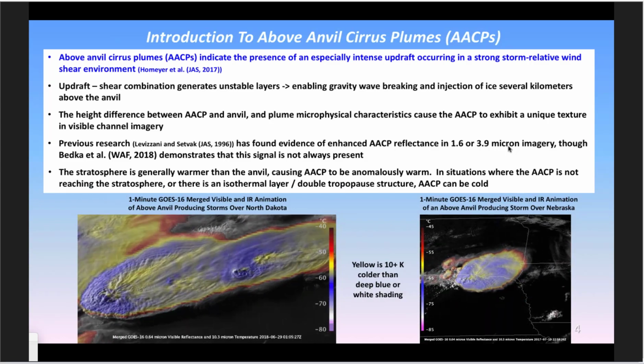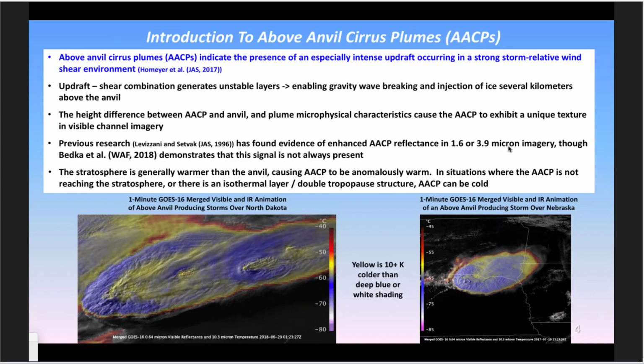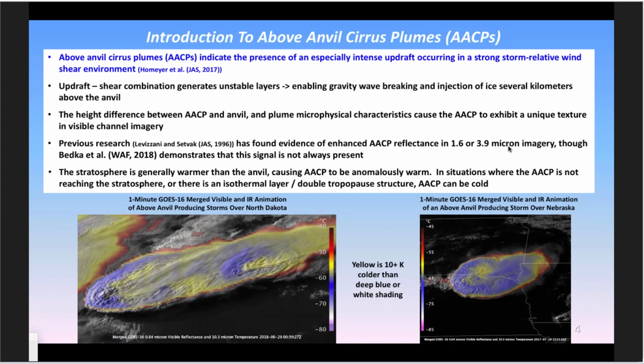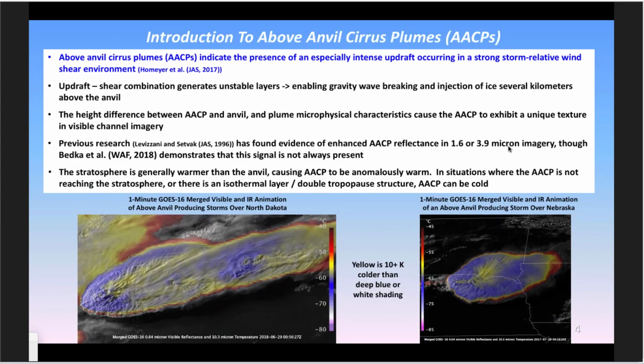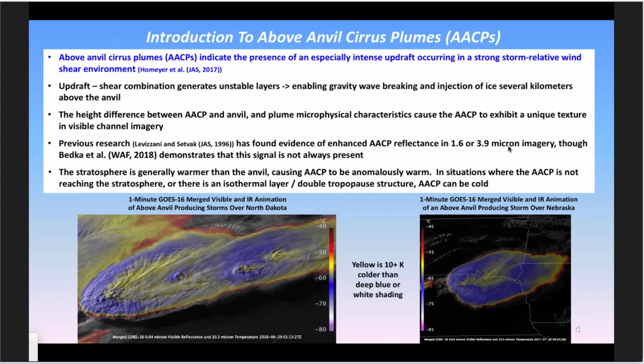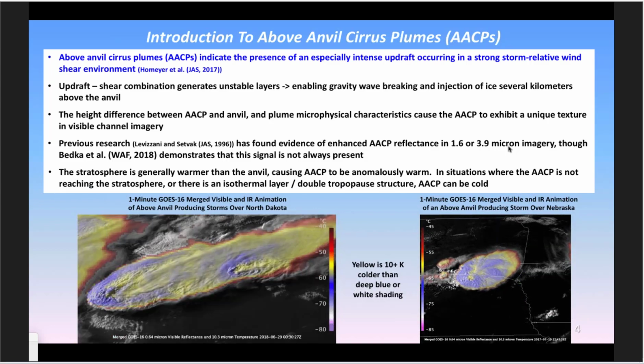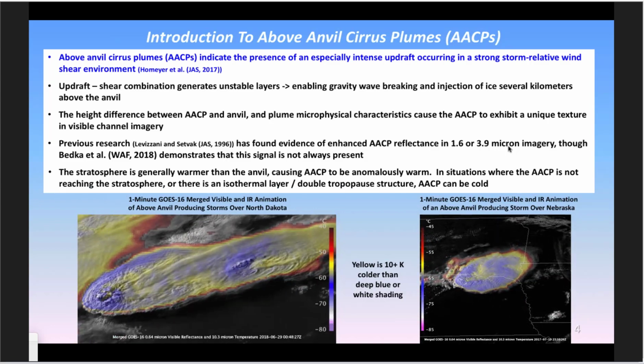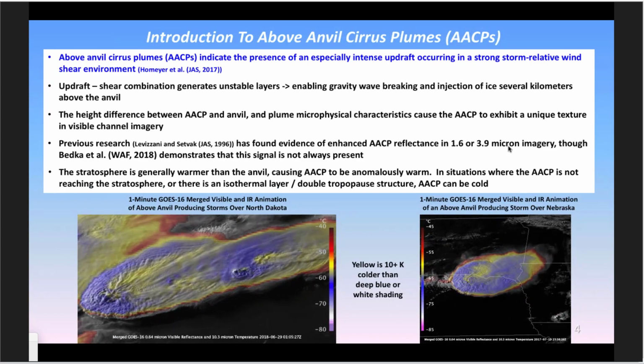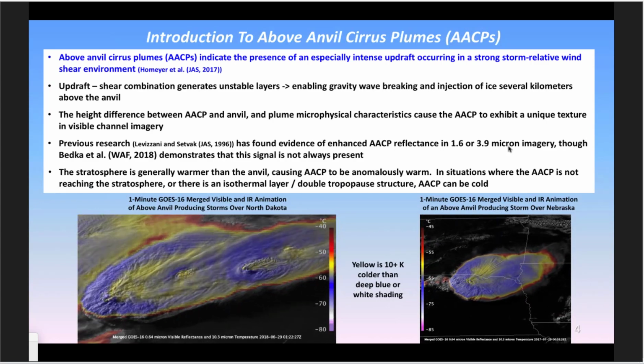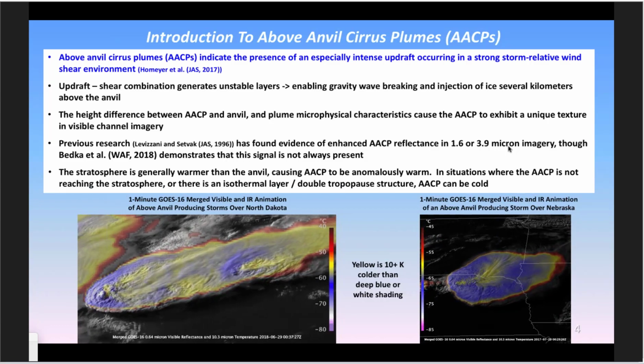Where you have situations with maybe an isothermal tropopause or a double tropopause structure, sometimes you can get cold plumes where you see a really obvious signature in the visible, but it's not necessarily appearing anomalously warm in the infrared. Those are more uncommon than the warm plumes.